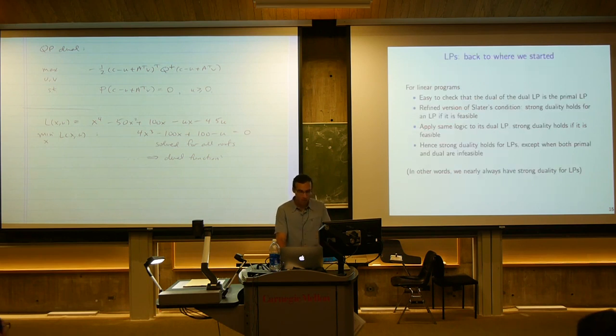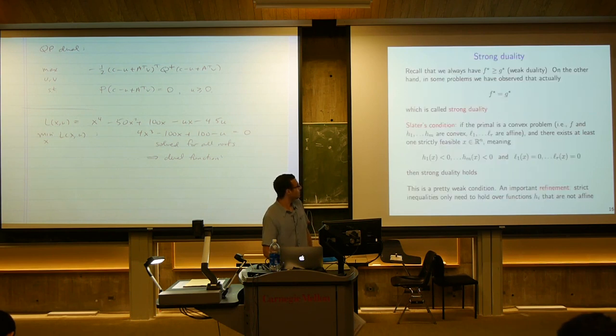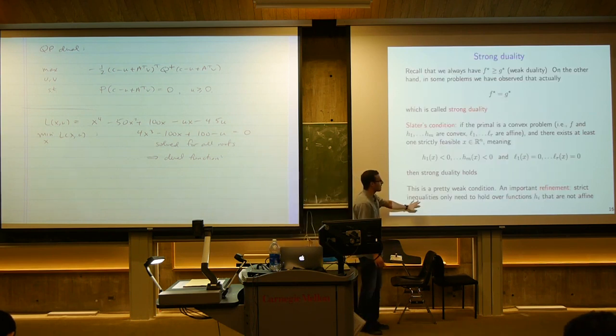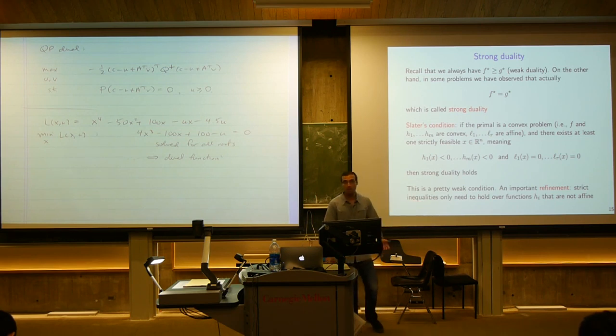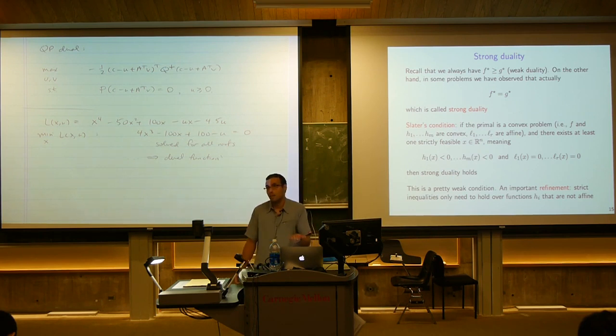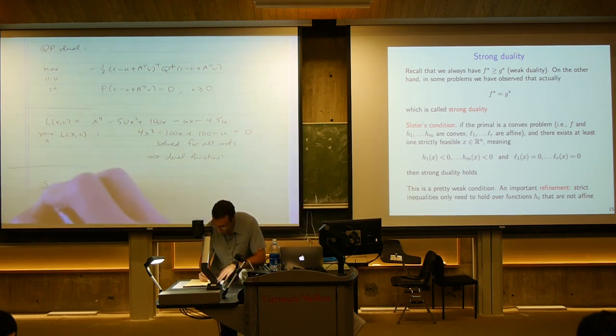So let's think about what this means for linear programs, back to where we started with duality. What does Slater's condition mean for linear programs? It says we only need strict inequalities to hold over functions that aren't affine. But for linear programs, all inequality constraints are affine. So Slater's condition for LPs just says that you get strong duality when the LP is feasible.